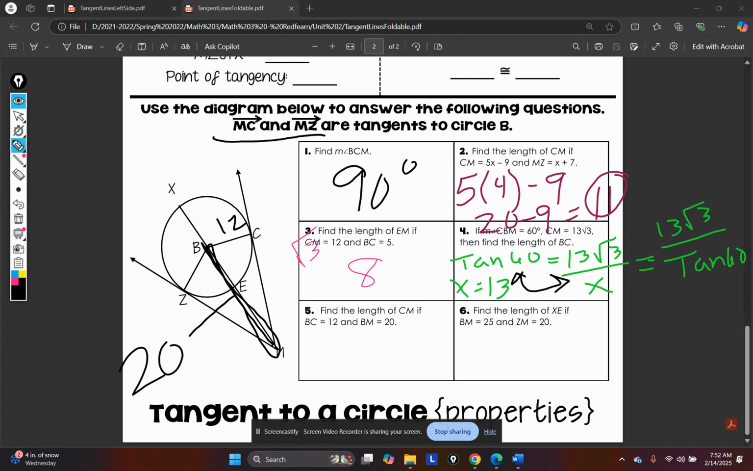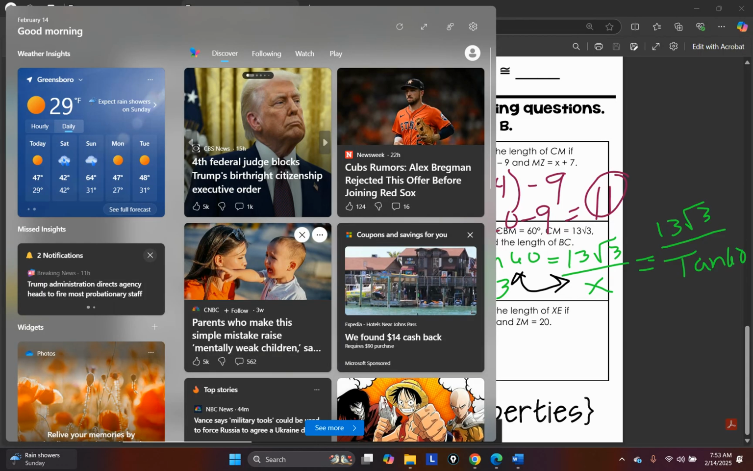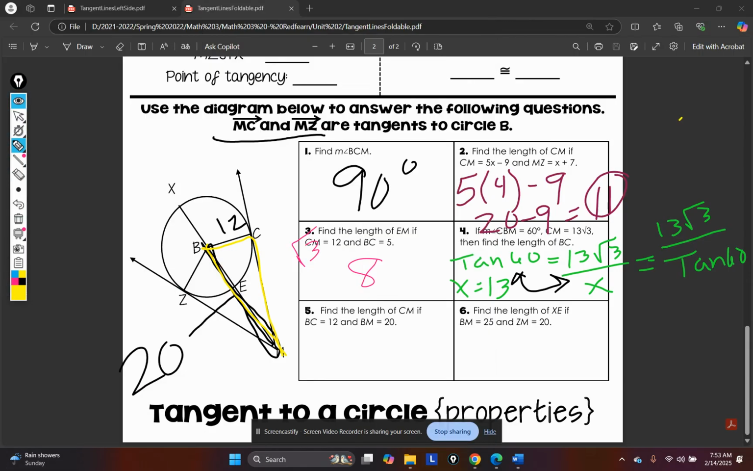I want you to think about it again. Will this be a right triangle or not? We have a tangent, we have a radius, and the whole thing is still going to create a triangle. Because this whole thing is still a triangle. But we have two sides. So because it's still a triangle, it will create a right triangle. And we still have those pieces that we can use. Okay? So we know that right here, this is a right triangle. And we said again that BC was 12 and BM is 20. So my whole line is 20.